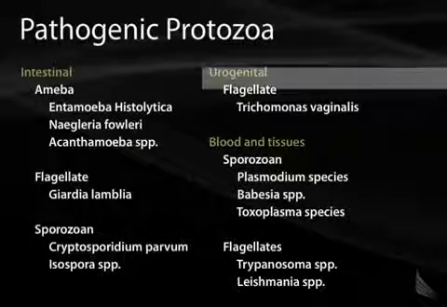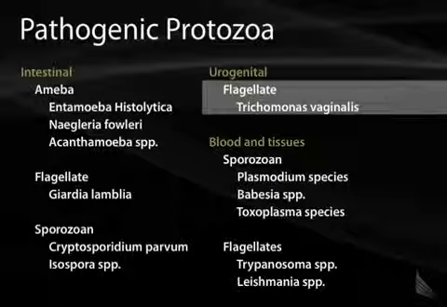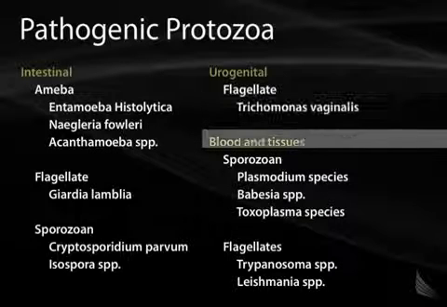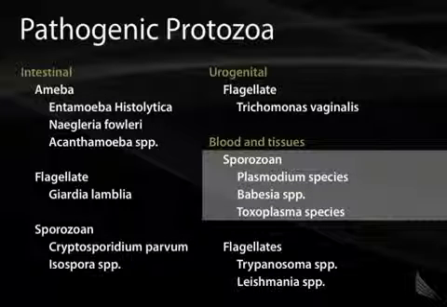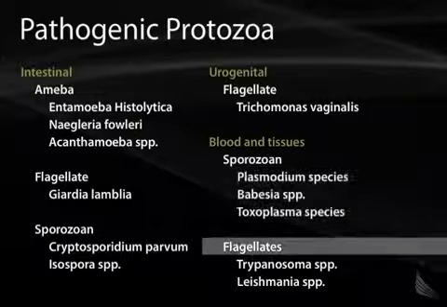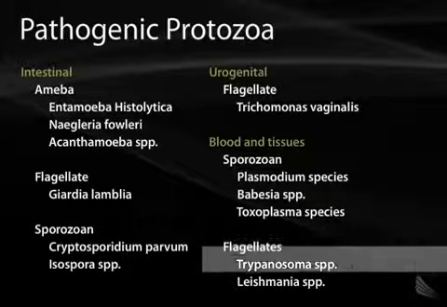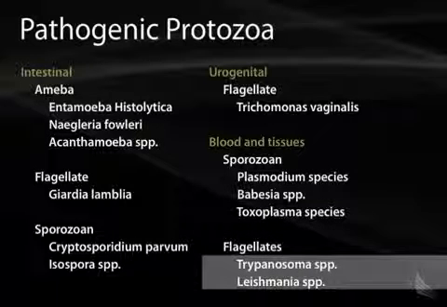Those in the urogenital tract are often flagellate, like Trichomonas vaginalis. Those protozoa that infect the blood and tissues are usually sporozoans, like Plasmodium species, Babesia, and Toxoplasma. There are also flagellates that infect the blood and tissues, including Trypanosoma and Leishmania.